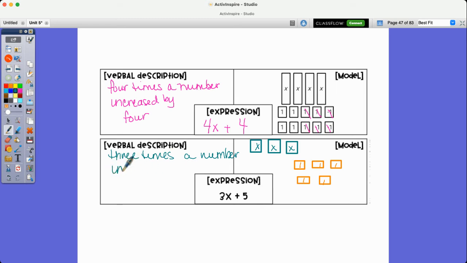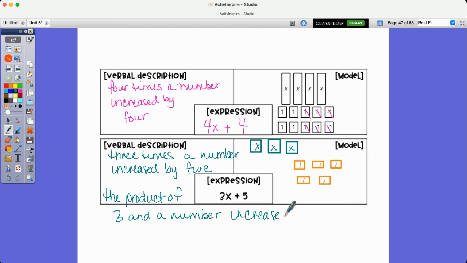Increased by 5. We could also write the product of 3 and a number, right? That would be another way, increased by 5. That would be another way that we could write it, the product of, because this means I'm multiplying them, so of 3 and a number. Just so you have, like, kicks and giggles, lots of different ways you can write things.